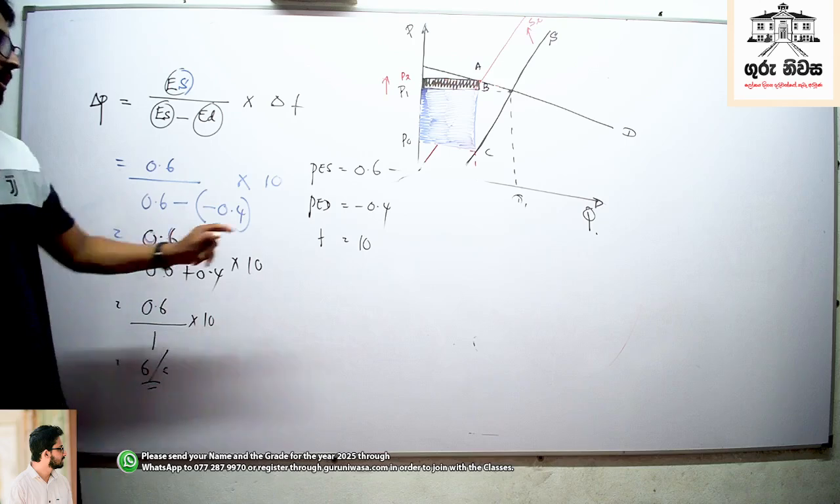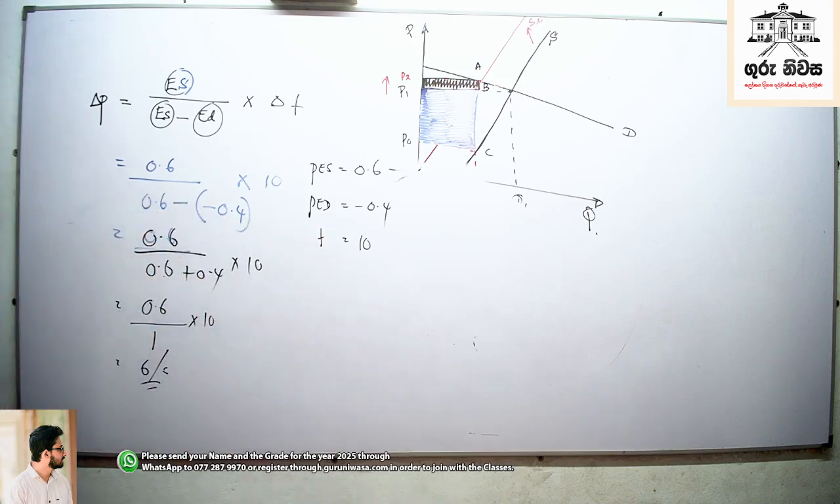What does it mean? Because of this unit tax, only the equilibrium price, you cannot say equilibrium quantity, nothing. You can say equilibrium price will increase by 6 rupees. Actually, that's the tax burden of the consumer. The other 4 rupees belongs to the producer. Are you clear? Yes, sir. Okay.